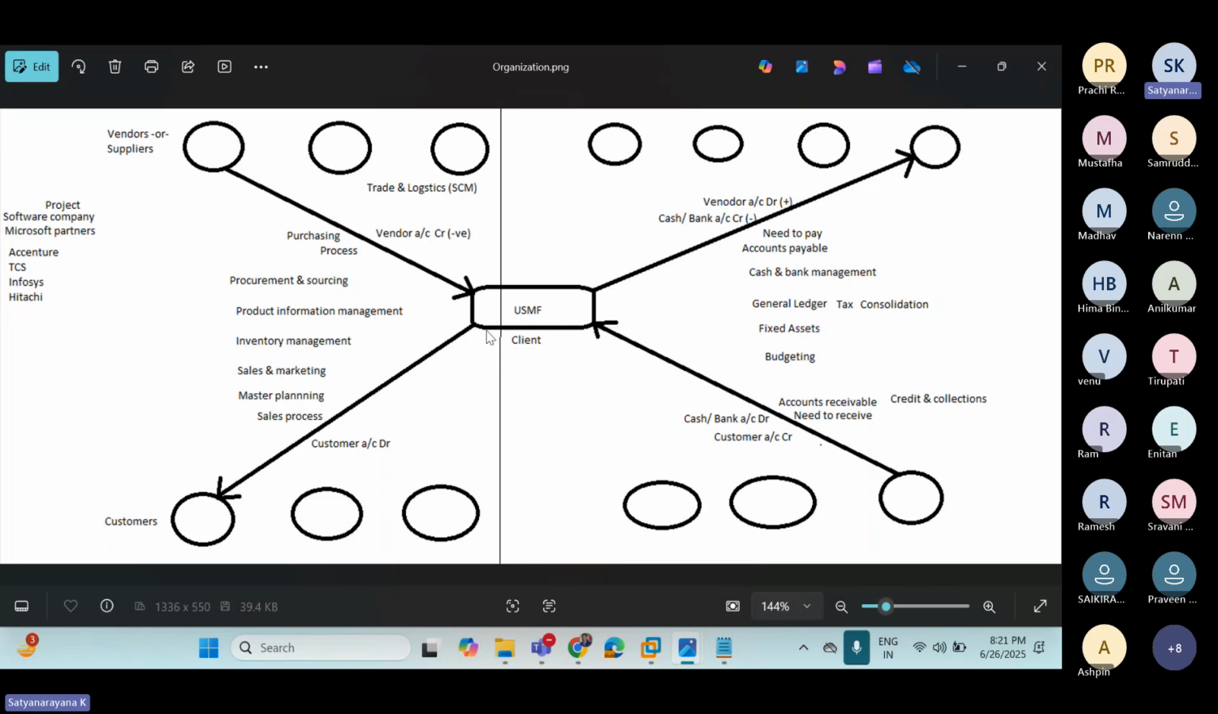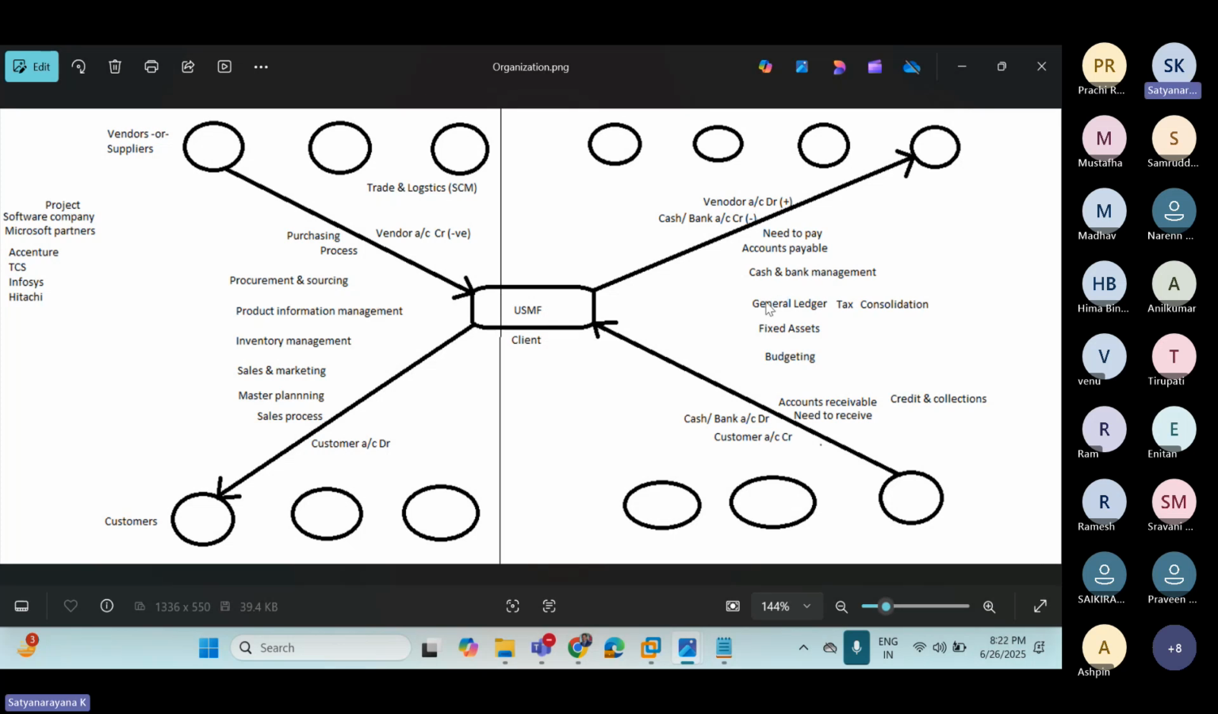So what will this client or company do? They will purchase material and they will sell material. For this purchase, you need to pay money, accounts payable, and you need to receive money from the customers. So you need to understand the accounts payable module and the accounts receivable module. Accounts receivable means receiving money from the customers. Accounts payable means paying money to the vendors. If you want to do accounts payable and accounts receivable, you need to understand cash and bank, because bank checks are very, very important.